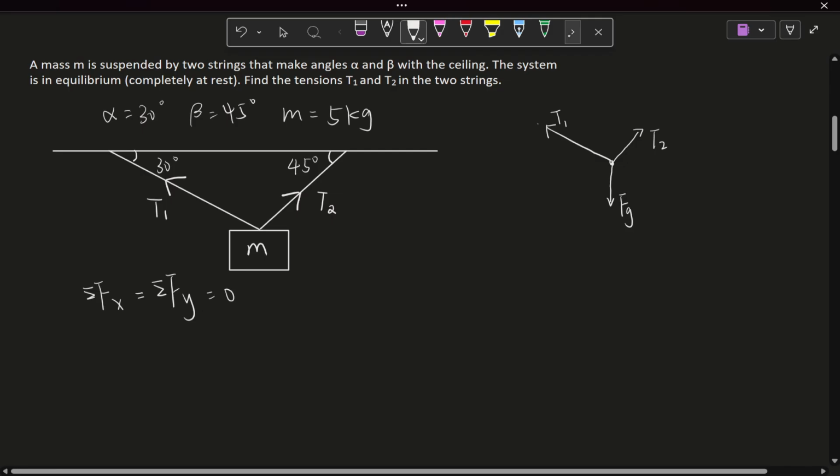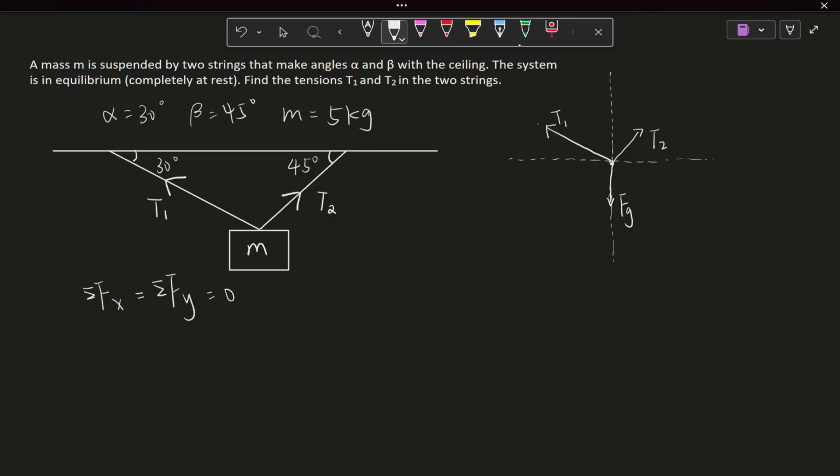Now, let's separate them into parts. If you're wondering which angle is alpha and which angle is beta, imagine this is a ceiling. I already told you this is alpha and this is beta, right? Since this and this are parallel, we can easily get that this is alpha and this is angle beta. Also, I already told you the values over here. Alpha is 30 degrees, beta is 45 degrees. Of course, you can write alpha is 30 degrees and beta is 45 degrees. It's your choice, but I love writing letters first.